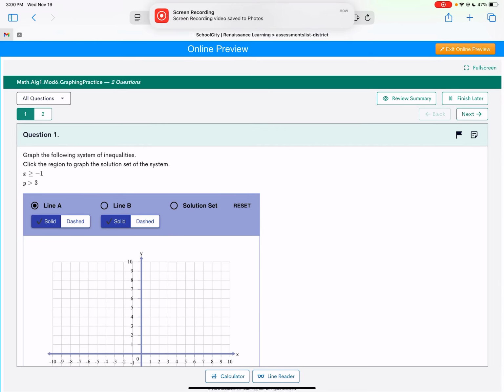Hi all, let's look at the practice of what you have on School City. Keep in mind that this has been reset for everyone, so make sure that you complete this and you submit this. Now on this very question number 1, we are going to graph the system of inequalities.